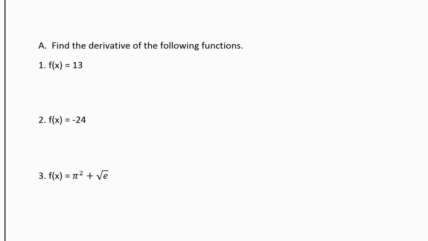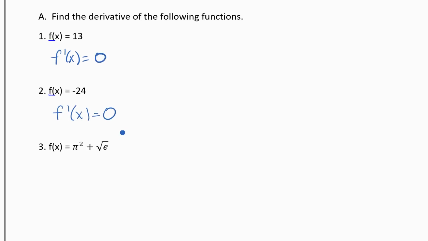When we're asked what's the derivative of f of x equals 13, we can just say f prime of x is equal to 0. Here we have our function f of x is equal to negative 24, derivative still 0. Now this next one looks a little trickier. It's f of x equals pi squared plus the square root of e. Pi and e are just constants, which means if you square pi and add the square root of e, that's still just a number. You could put it in your calculator to get about what it is. But the whole point is that this is still just a constant. It's just some number. So the derivative is equal to 0.